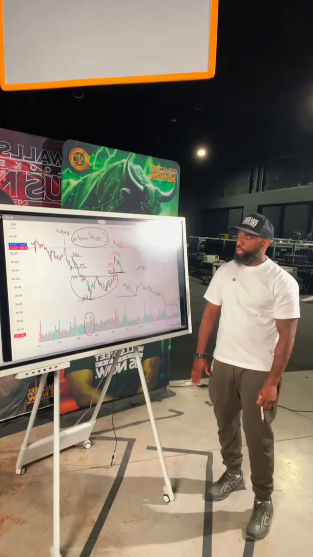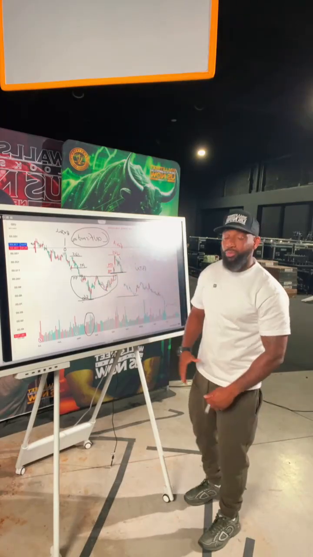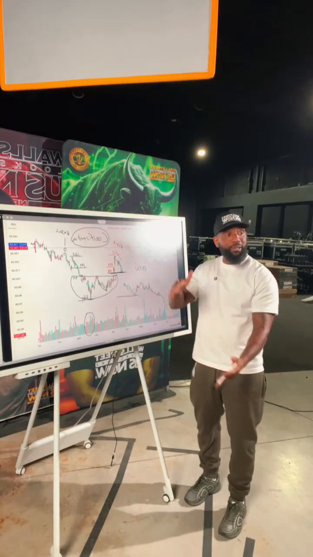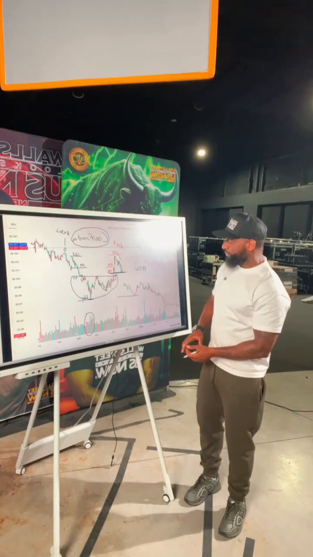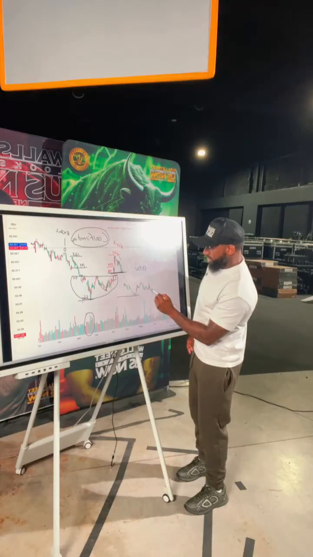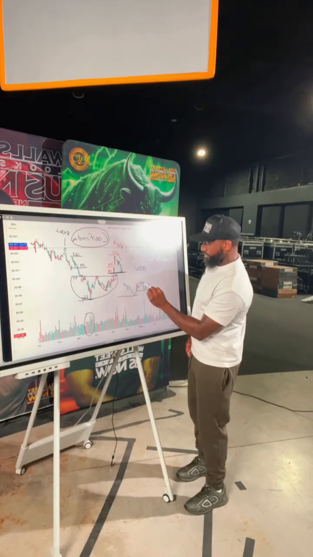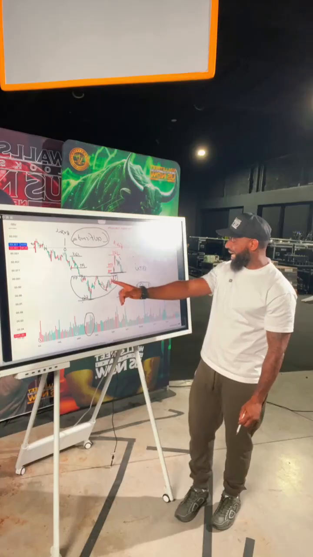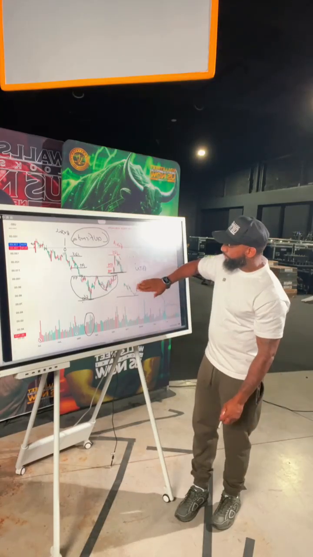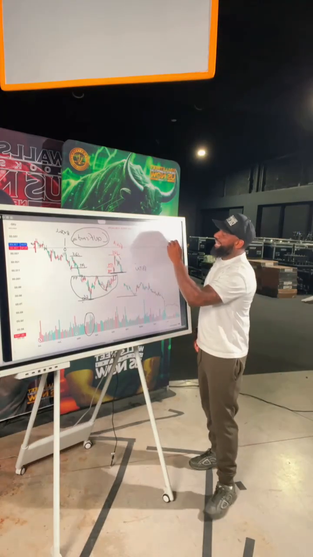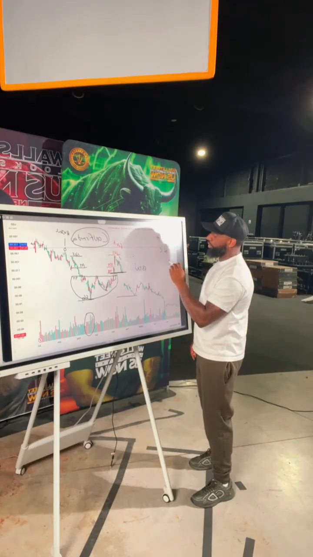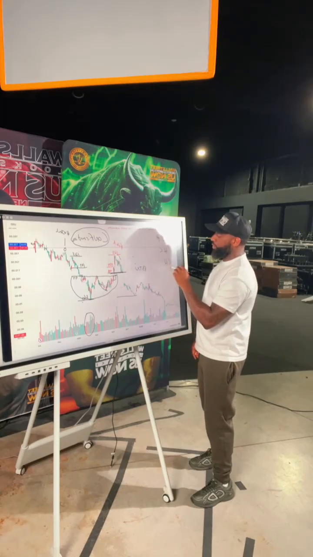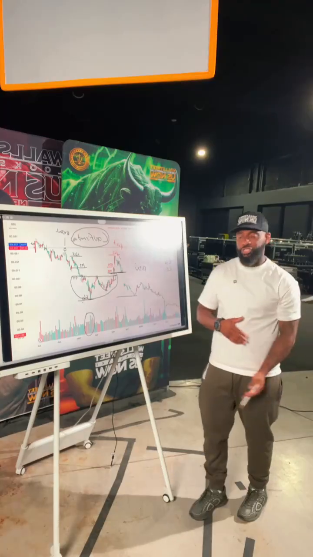All of that is still in that pocket. Remember what I said in the beginning: consolidation can be wide and it can be tight. Sometimes it's tight, like maybe right here. Sometimes it can be wide, like right here. But unless it has a higher high and a higher low, or a lower high and a lower low, it's not a structure.